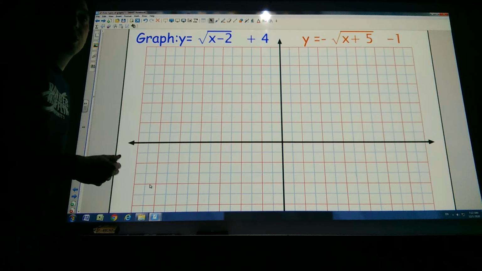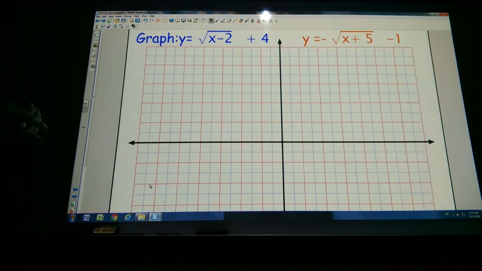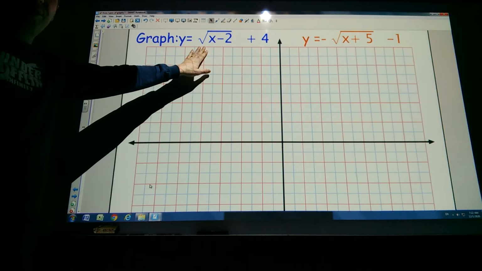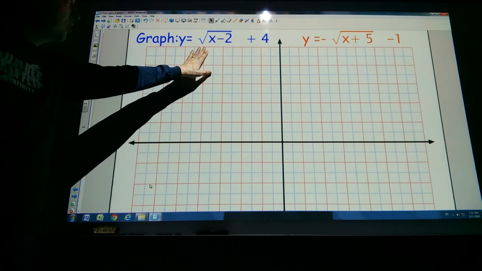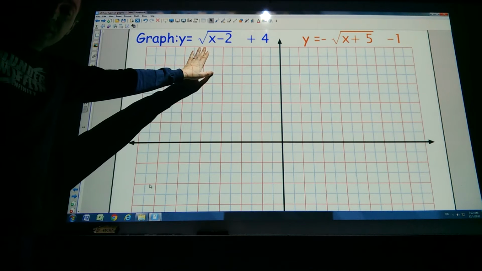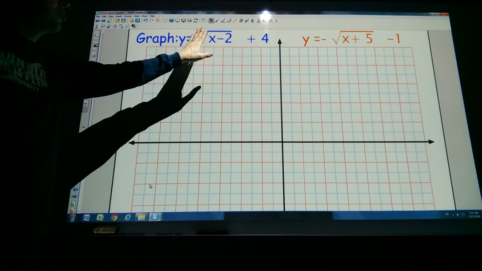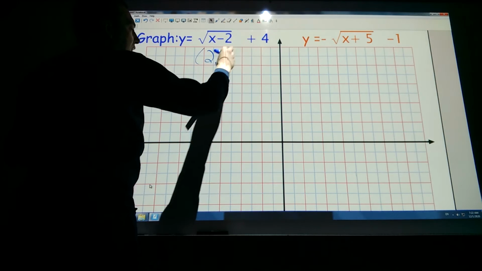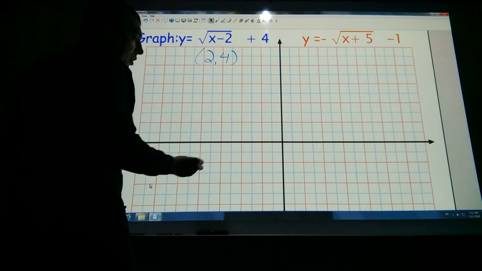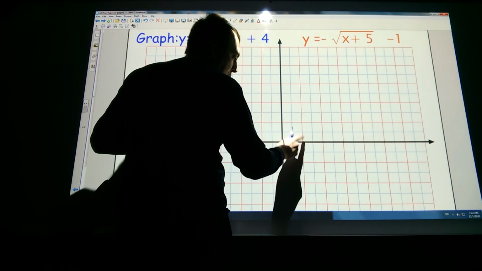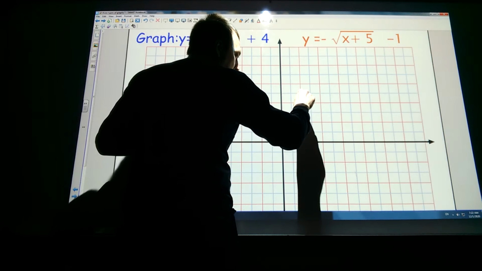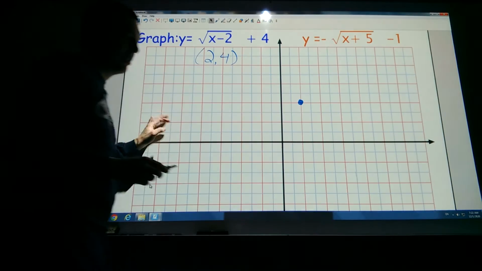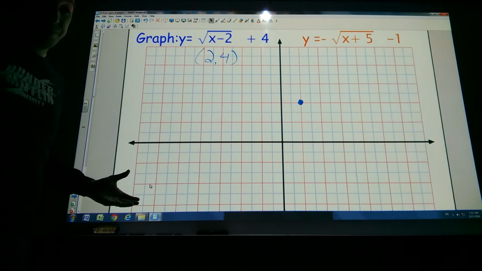A square root. And I'm just going to give you the basics. I'm going to give you the shape and where to find the important point. Square root, again, to figure out an important point, I do opposite on the inside, same on the outside. So the important point is at positive 2, 4. So at the point 2, 4 is an important point. And in this particular graph, it's the starting point.